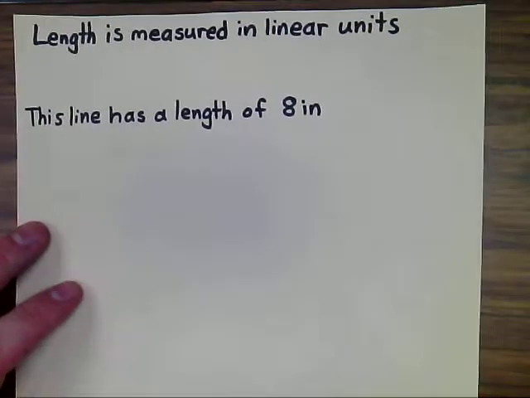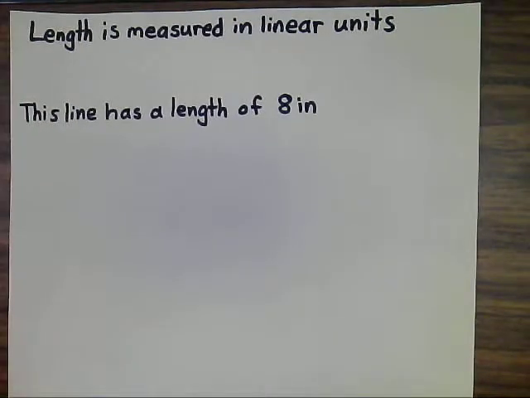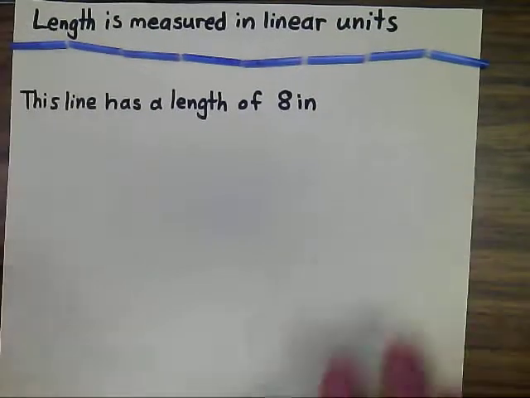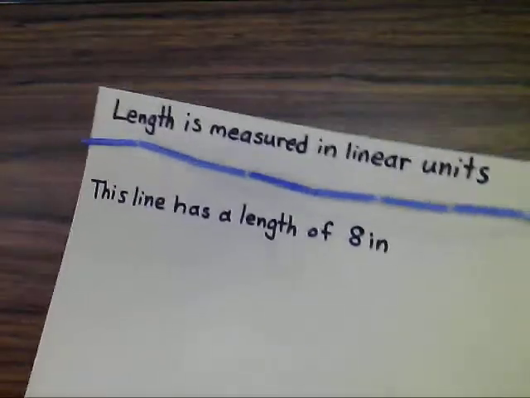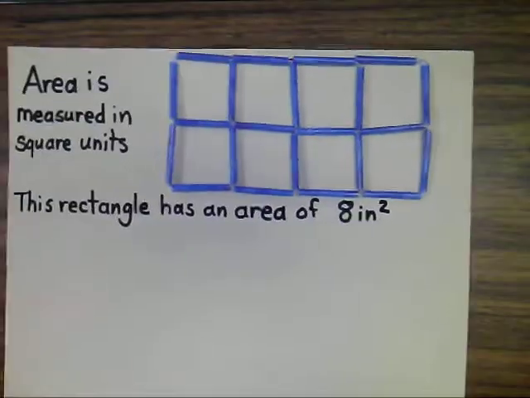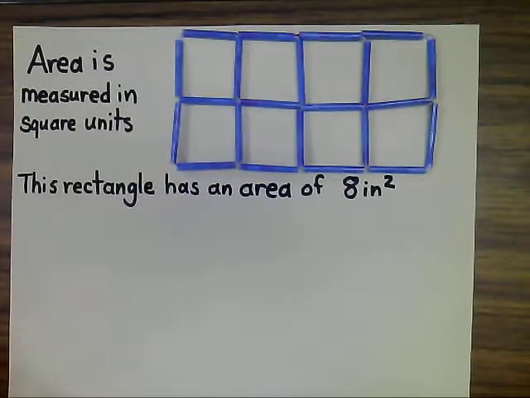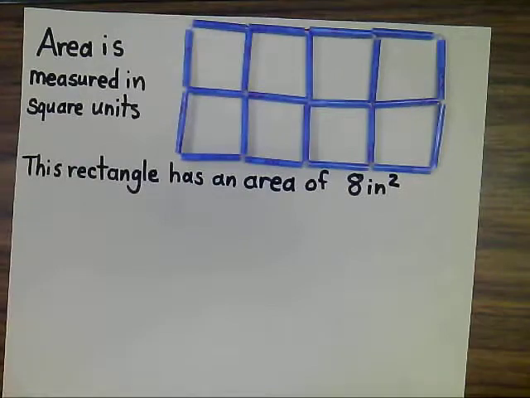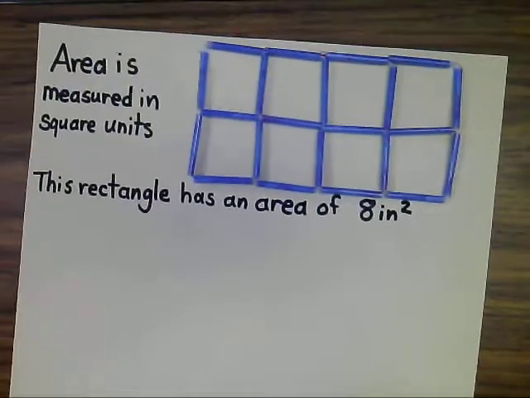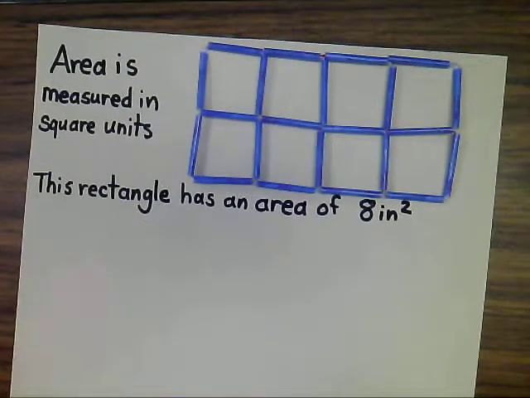When you measure in length, you measure a linear unit. So for example, this line is 8 inches long. Now that's very different than when you measure an area. Area is measured in square units. This rectangle has an area of 8 square inches or 8 inches squared. Now that's very different than the linear measurement we were just talking about. They're both 8 inches, but 8 square inches indicates that it's 8 separate squares that are each 1 inch by 1 inch.